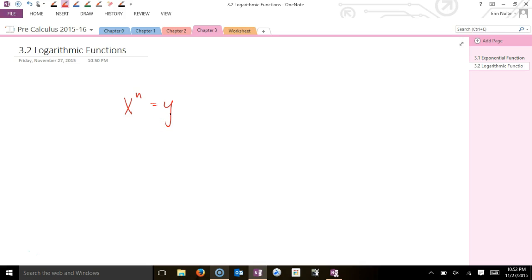Okay, so what did I just write? What kind of form is that? This is exponential. So you need to know how to go from exponential to logarithmic form and vice versa. The logarithmic form is the log of base x of y is equal to n, which is going to be the exponent. So we got exponential form and log form.